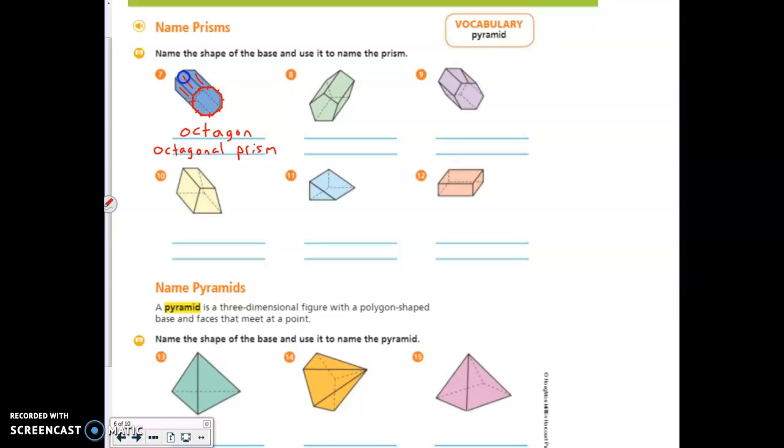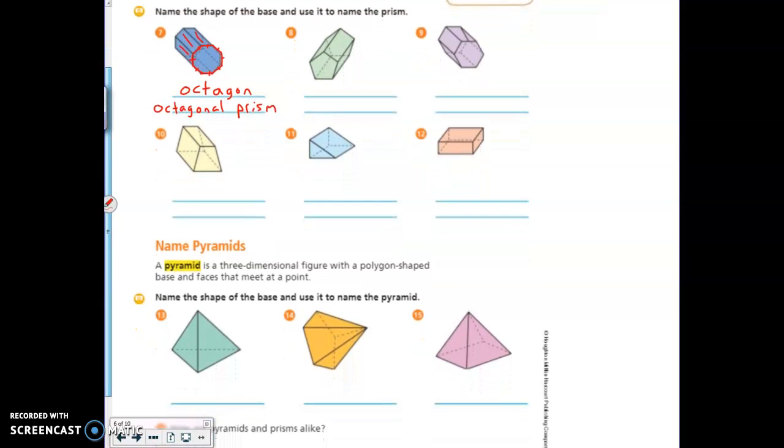We've identified the base. It's all about the base, just like Meghan Trainor said, and then once we do that, we throw the term prism behind it. Okay, very straightforward, very simplistic. And we'll talk about the opposite, or the other category, as we move forward a little bit more into the video.